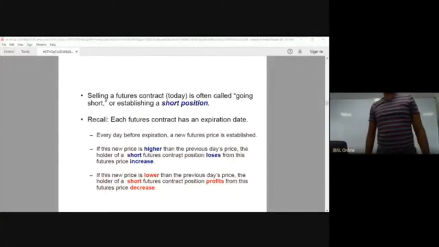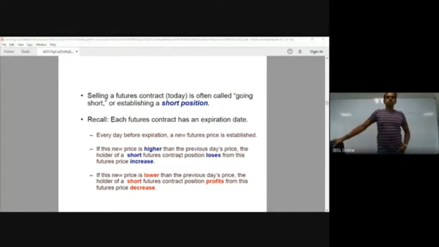Selling a futures contract today is often called going short or establishing a short position. Each futures contract has an expiry date. Every day before expiry, a new futures price is established. Right? So again, mark to market happens. Whether you go long or short, it will get mark to market. If this new price is higher than the previous day's price, the holder of a short futures contract position loses from his futures price increase.